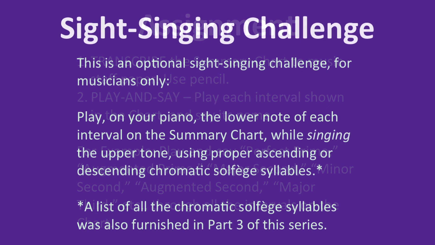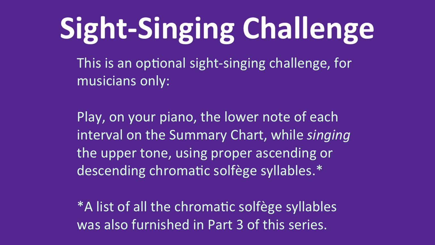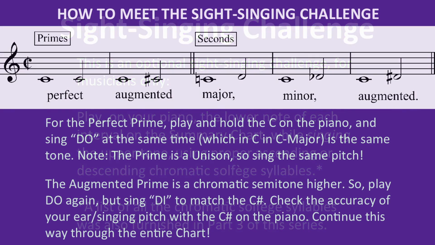Now, if you want to do the optional sight singing challenge for serious music students, play on your piano the lower note of each interval on the chart while singing the upper tone in chromatic solfege. Hint, there was a list of the chromatic solfege syllables presented in Part 3. Here's how to do this.